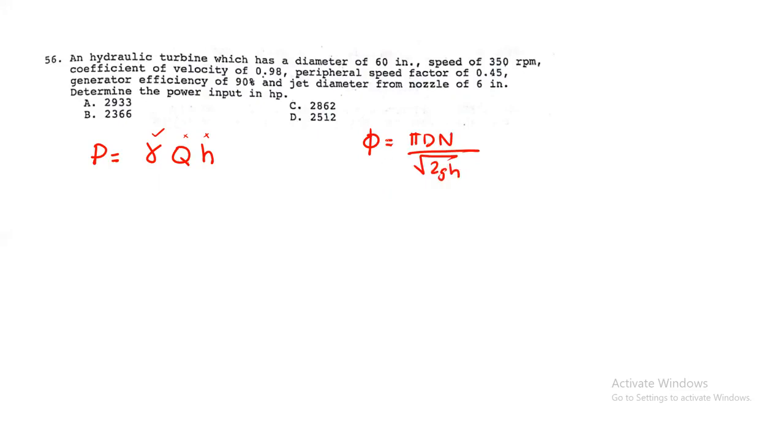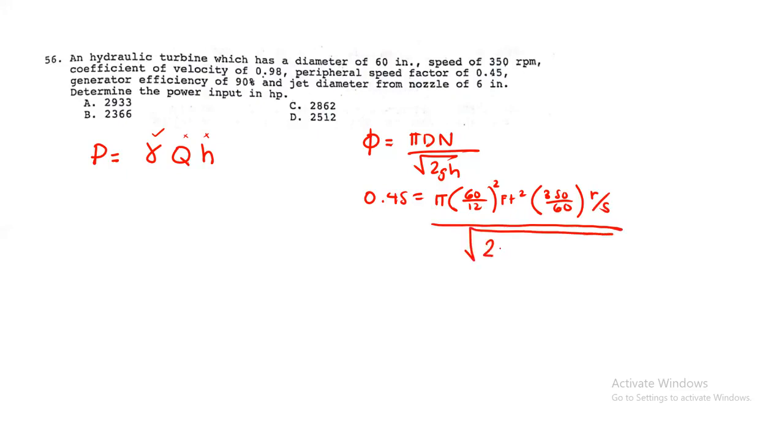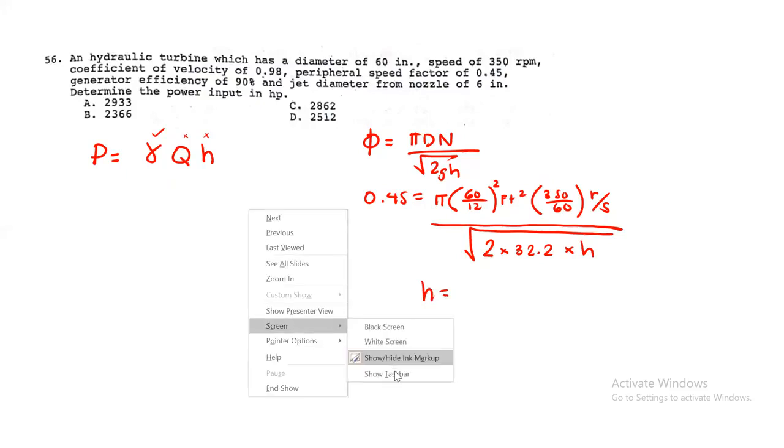Ilan siya? Peripheral speed factor 0.45 is equals to pi times diameter. Ilan ba yung diameter natin dito? 60 inches. Divide natin ng 12 para maging feet. Squared yan, feet squared times n. Ano yung n natin dito? 350 RPM. Divide natin ng 60 para maging revolution per second. Then, divide natin ng square root ng 2 times 32.2 times height. Ang makakuha natin height dito guys is in feet. So, shift solve lang natin.